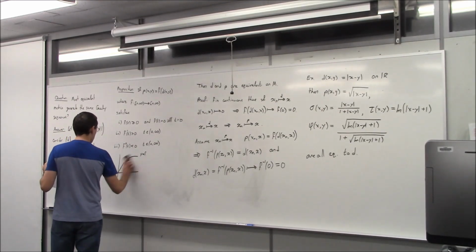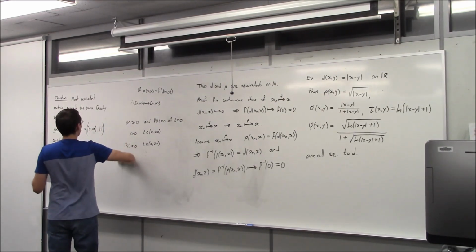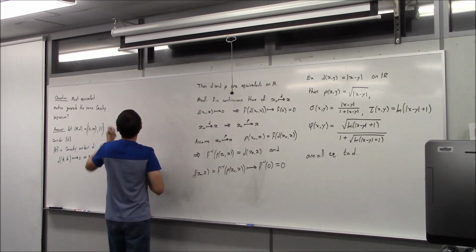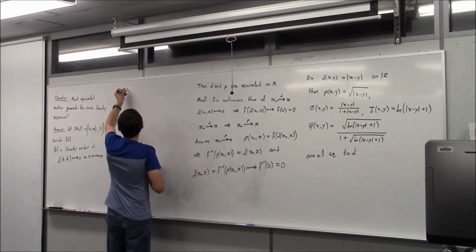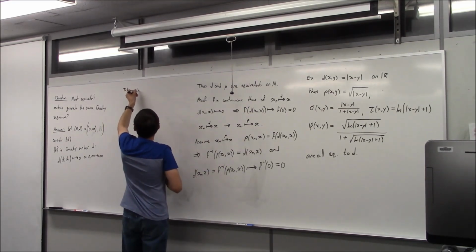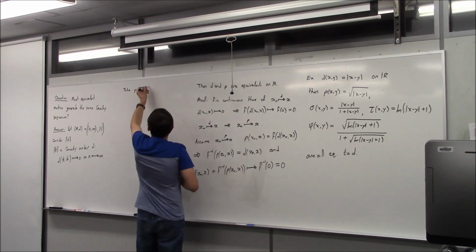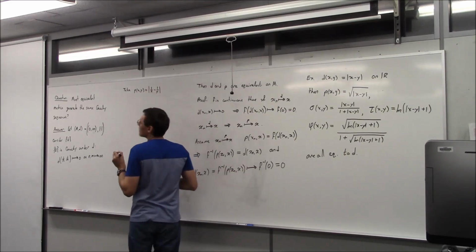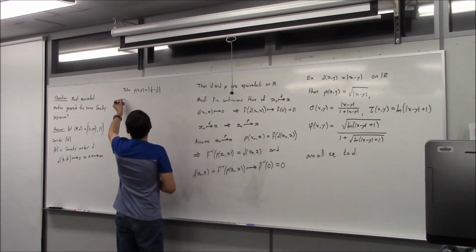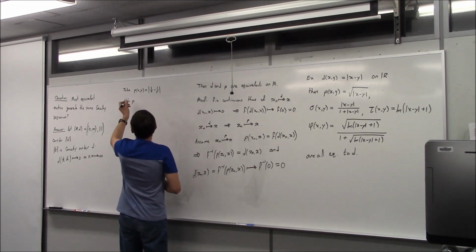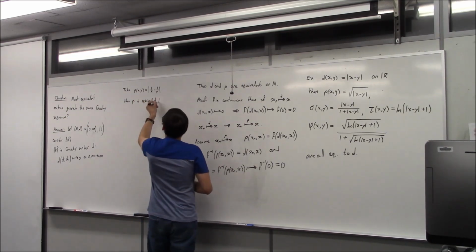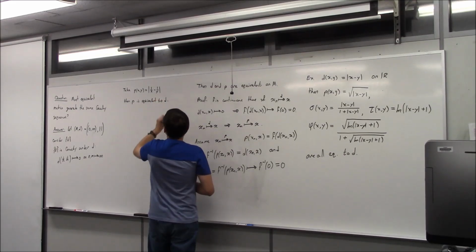And now we can take rho to be a different metric. So take rho of x, y to be the absolute value of 1 over x minus 1 over y. Okay, this rho is equivalent to d.